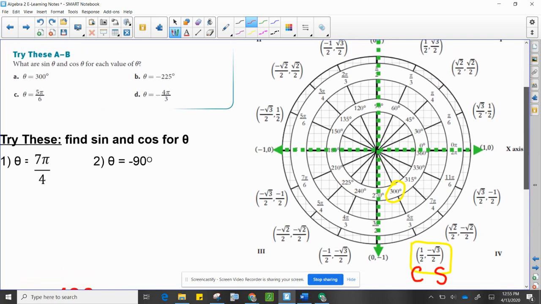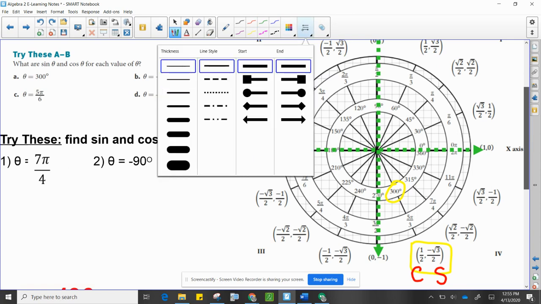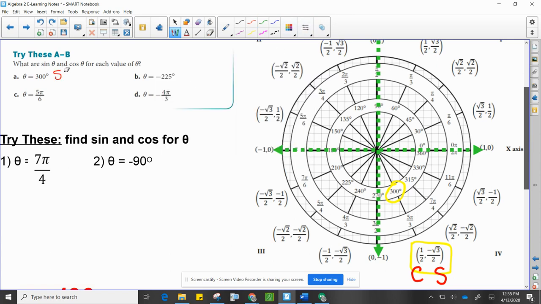Remember, the x value is the cosine, the y value is the sine. So if they want us to find the sine and cosine for 300 degrees, the sine is our y value, which was negative root 3 over 2. And the cosine for that 300 degrees is just the x value from that point, which was 1/2. So that is all you have to do for these. You look at the coordinate plane, the x value is the cosine, the y value is the sine.